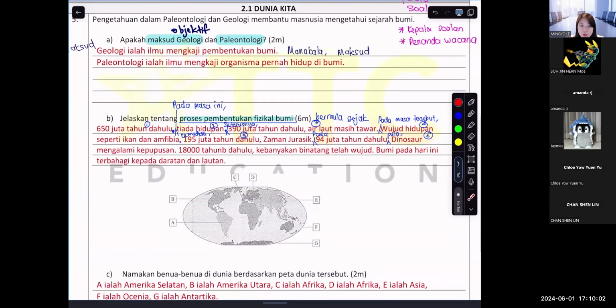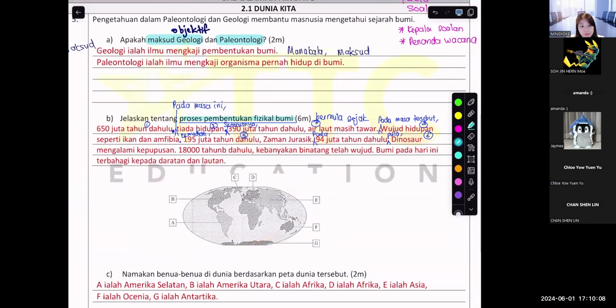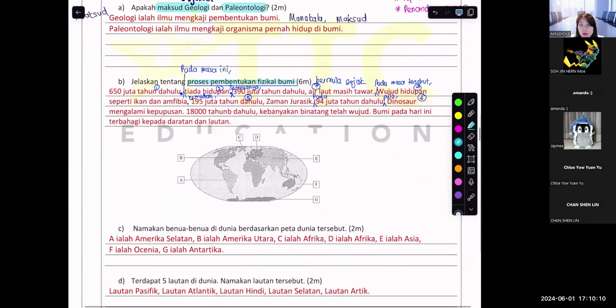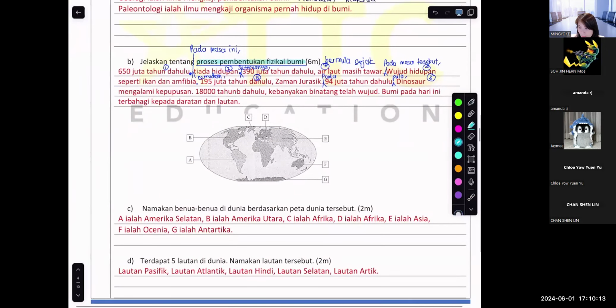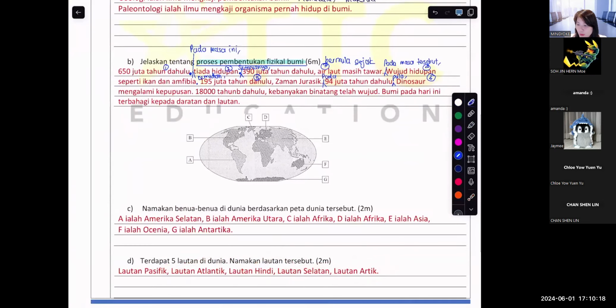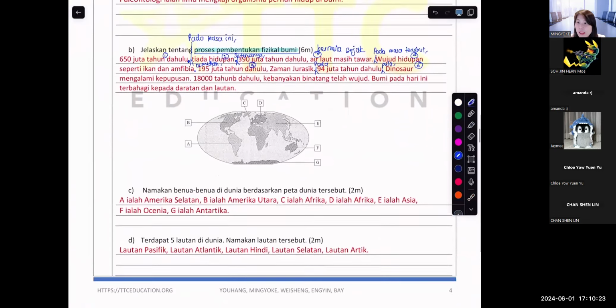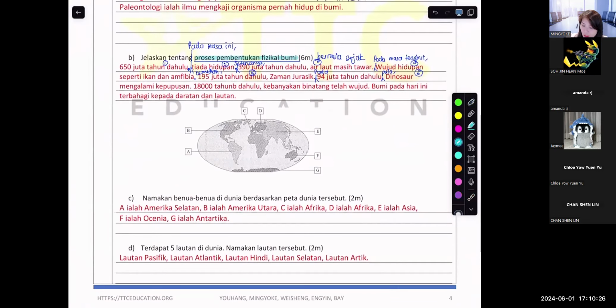Okay, this one also you all have done before, right? You need to name the land, and then you need to name the sea, and remember, don't comma all the way. Okay, don't comma. You may say, then teacher, how to answer if don't comma all the way? Then you need to write an opening paragraph. Benua-benua di dunia berdasarkan peta dunia tersebut, yaitu A ialah Amerika Syarikat. Full stop.